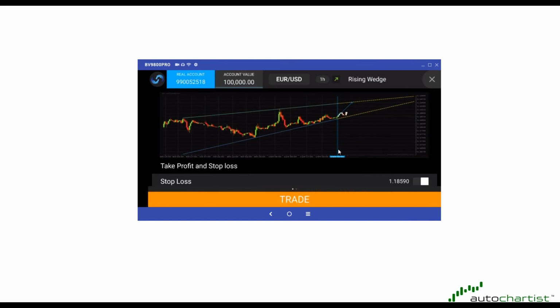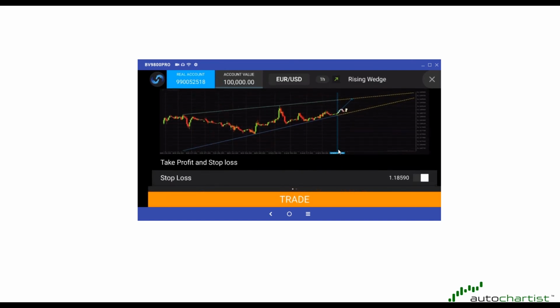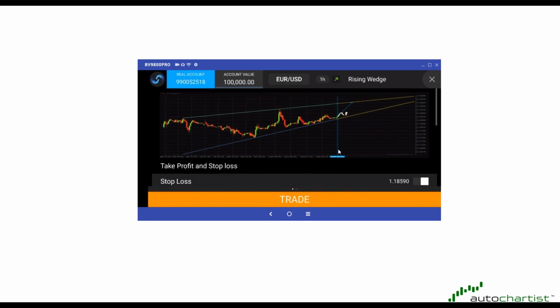And let me just add, you can see next to Eurodollar that it's based on a 1-hour candle. Okay, so all charts are based off a specific candle. So this is based off the 1-hour candle. It's bullish. The name of the pattern is a rising wedge. And yes, go ahead and scroll.